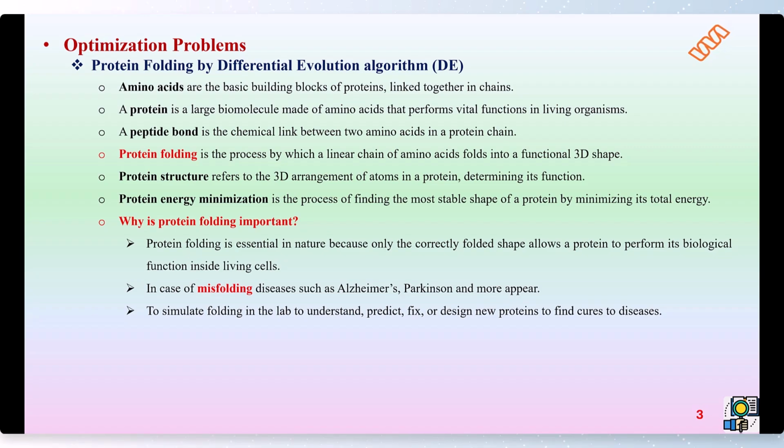Protein energy minimization, which is our objective function here, is the process of finding the most stable shape of a protein by minimizing its total energy. Now, why is protein folding important? Protein folding is essential in nature because only the correctly folded shape allows a protein to perform its biological function inside living cells. In case of misfolding, diseases such as Alzheimer, Parkinson, and more appear. Also, it is important to simulate folding in the lab to understand, predict, fix, or design new protein to find cures to diseases.